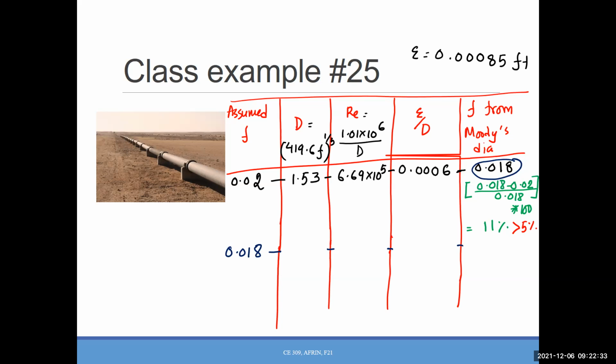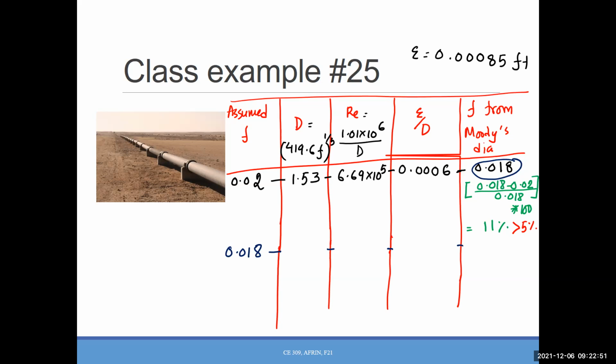0.016, which is weird. Yeah, actually, I think you just didn't find the correct Reynolds number. Because the error should decrease.